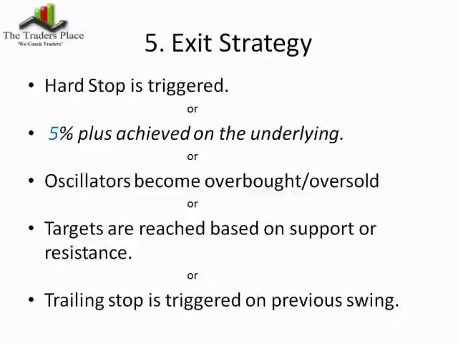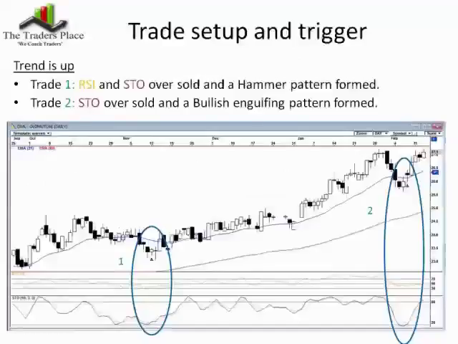On the profit side, if 5% plus is achieved on the underlying share, I'm certainly looking to exit. Also when oscillators become overbought or oversold, in other words, they have gone in the opposite direction of the trigger, or when targets are reached, which we base on support or resistance. And on the other side, for the guys that want to hold something a bit longer, we can use trailing stops, triggered on the previous swing. Don't worry, I've got pictures. We will see the whole lot.